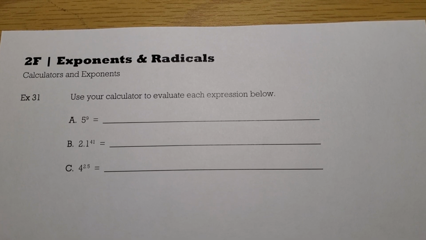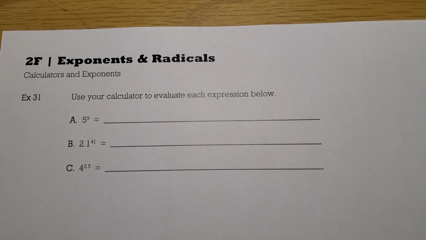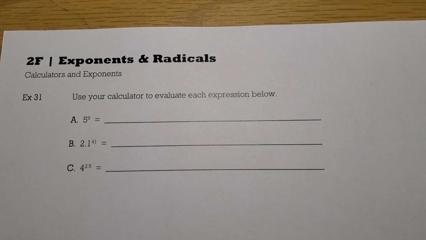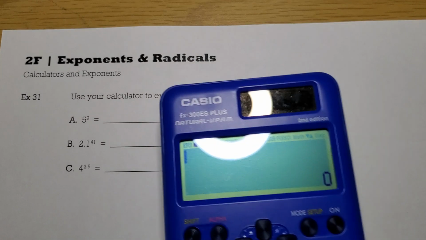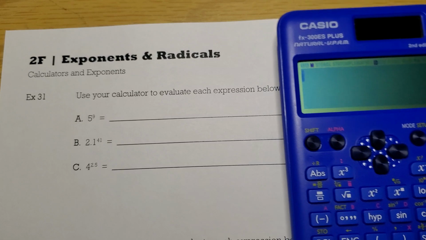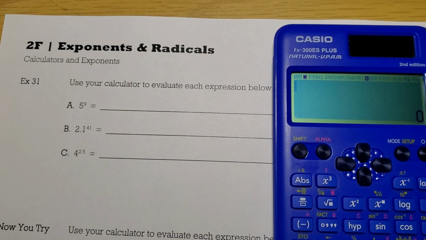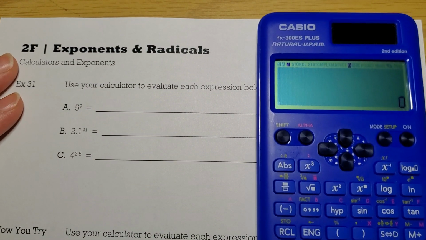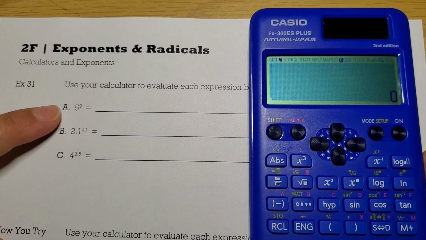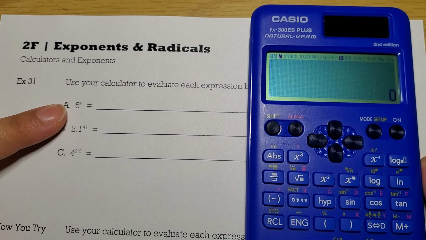Hello, I'm Professor Rad, and today we're going to talk about how we can use a calculator to evaluate an exponential expression. In this video, I'm going to demonstrate three calculators, each of which is going to have a slightly different process. So I'm going to start out using my Casio FX 300 ES Plus, and we're going to find this first exponential expression, 5 to the 9th.